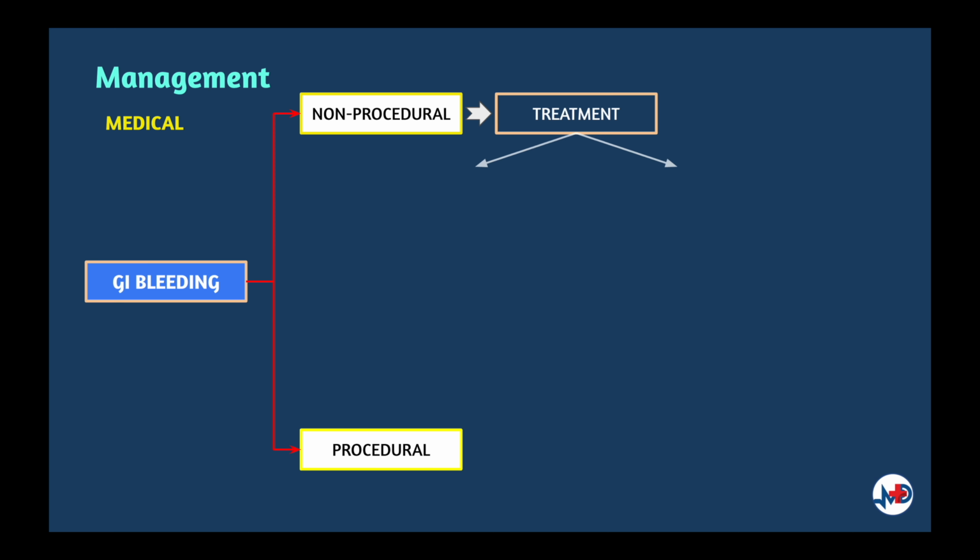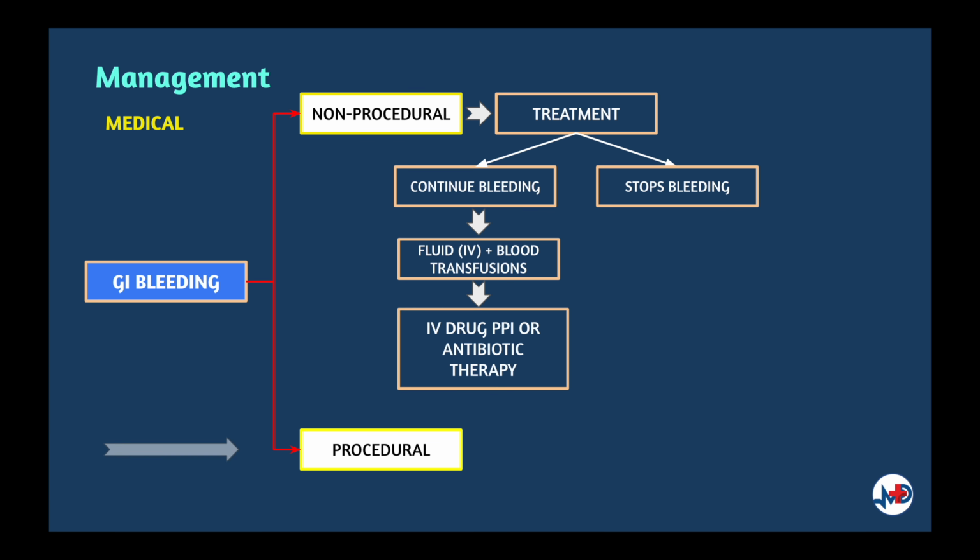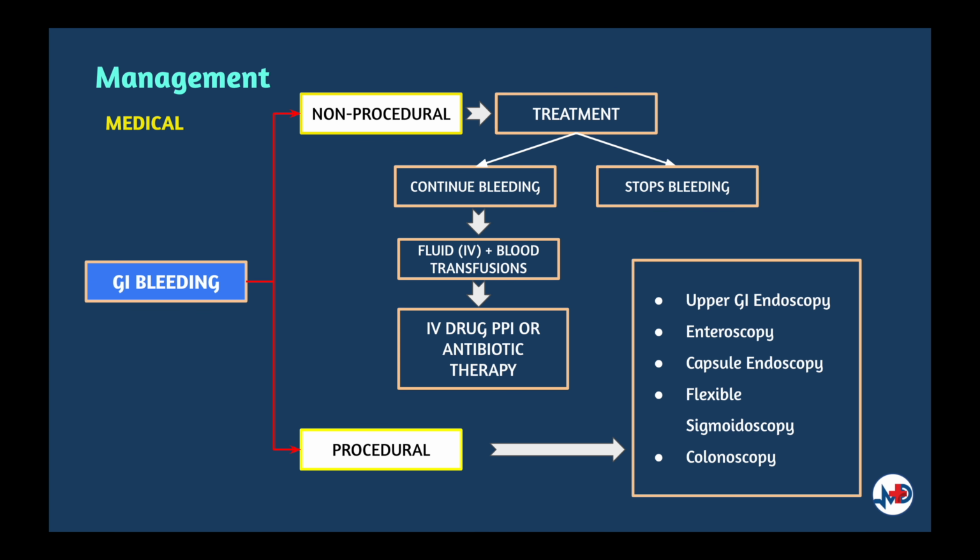Let's quickly take a look at the management of gastrointestinal bleeding. In many cases, medication or a procedure to control the bleeding can be given during some tests. For example, it's sometimes possible to treat a bleeding peptic ulcer during an upper endoscopy or to remove polyps during a colonoscopy. Often GI bleeding stops on its own, but if it doesn't, treatment depends on where the bleed is coming from.